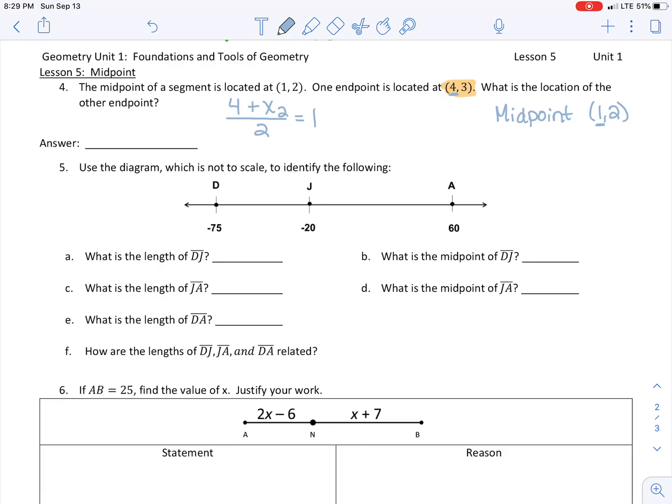So I'm going to solve this equation to figure out the x value of my other endpoint. I'm going to get rid of this fraction by multiplying by the denominator. If I multiply by 2 on the left side, I need to multiply by 2 on the right side. That cancels those out, and I'm left with my numerator, 4 plus x2, equal to 1 times 2. Now to solve for x2, I get it by itself. I subtract 4 on both sides, and that gives me x2 is equal to negative 2. So the x value of my other endpoint is negative 2.